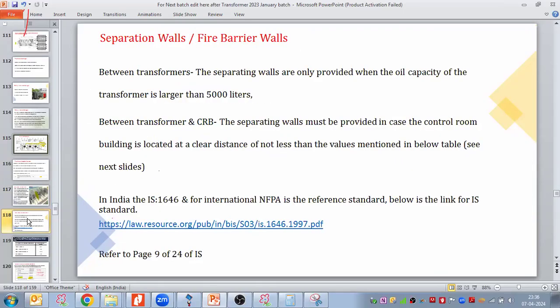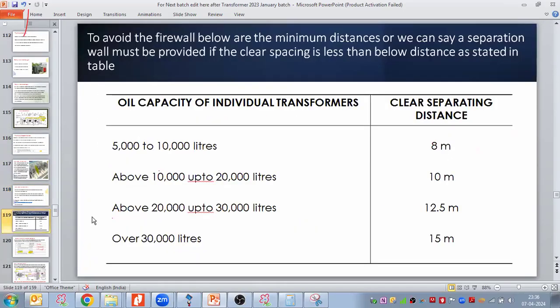This is for the firewall. Between transformers, the separating wall is only provided when the oil capacity of the transformer is larger than 5,000 liter. In that case only. If less oil, then a separating wall is not required. Between transformer and control room building, the suppression wall must be provided in case the control room building is located at a clear distance or direct distance of not less than the value mentioned in the below table. Let us take the table.